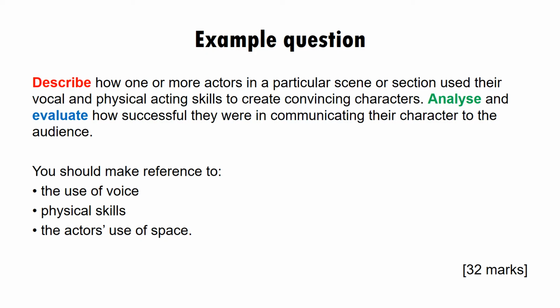So here is an example performer question that you may choose to answer. Describe how one or more actors in a particular scene or section use their vocal and physical acting skills to create convincing characters. Analyse and evaluate how successful they were in communicating their character to the audience. You should make reference to the use of voice, physical skills, and the actor's use of space. And this is a 32-mark question. The fact it carries 32 marks means that this is likely to be the longest response that you do in terms of the entire GCSE Drama written exam.